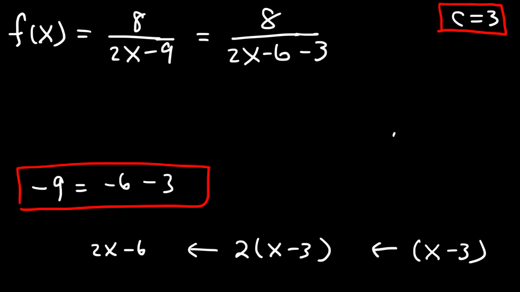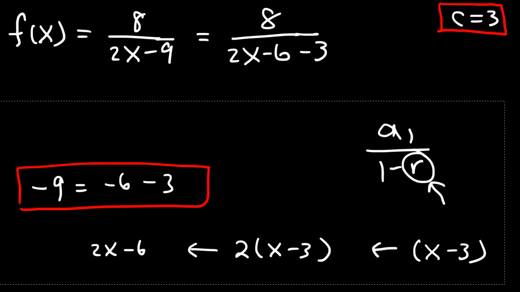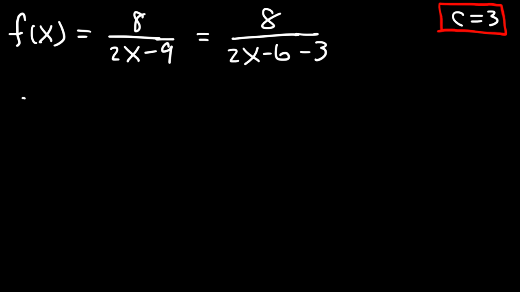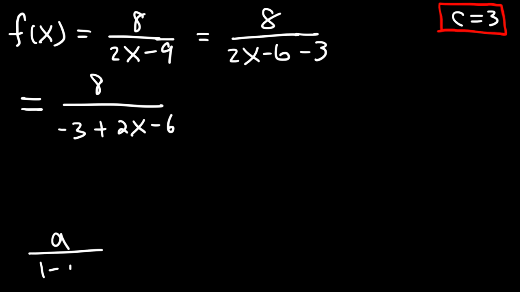Now since I wanted to put it in the a1 over 1 minus r form, I need x to be on the right side, not on the left. So I'm going to move the negative 3 to the left side. Now this becomes 8 divided by negative 3 plus 2x minus 6. So now the next thing I need to do is take out the 2 and get x minus 3.